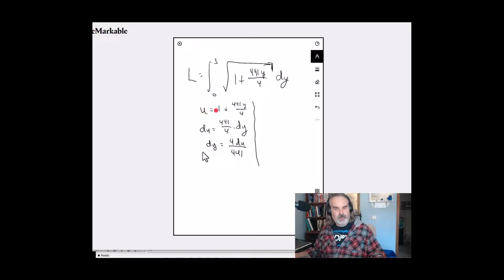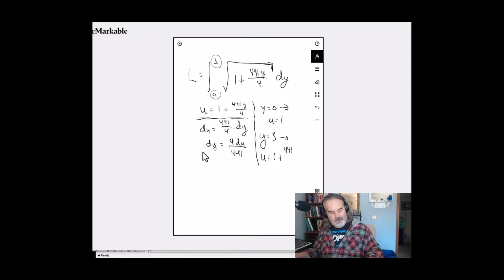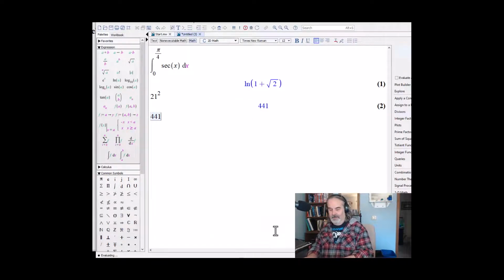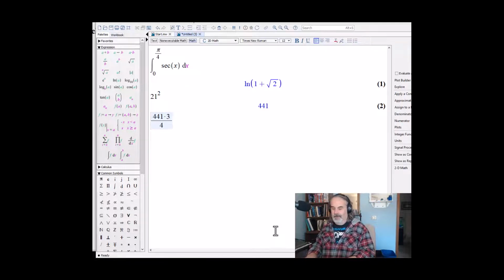If u is 1 plus 441y over 4, and remembering that the endpoints of 0 and 3 are values of y, we can say that y equals 0 is going to give us u equals 1. And y equals 3 is going to give us u equals 1 plus 441 times 3 over 4. Now, what value is that? 1327 over 4, gross.